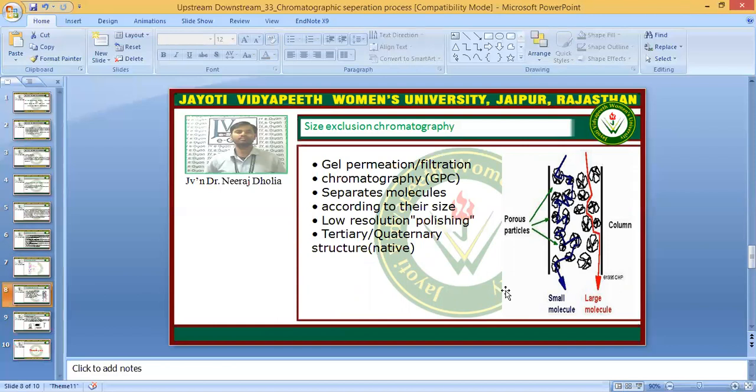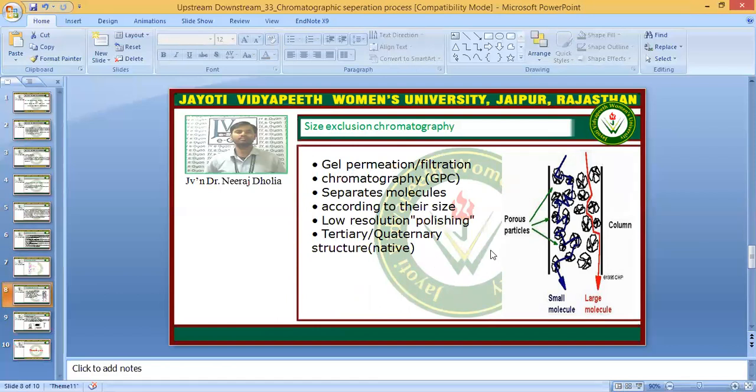So another chromatography is size exclusion chromatography. It is a basic or simple form of chromatography, also known as gel permeation or gel filtration chromatography. It separates the molecules according to their size. As the name says, size exclusion, so the basis is the size. So low resolution polishing and tertiary and quaternary structure netting.